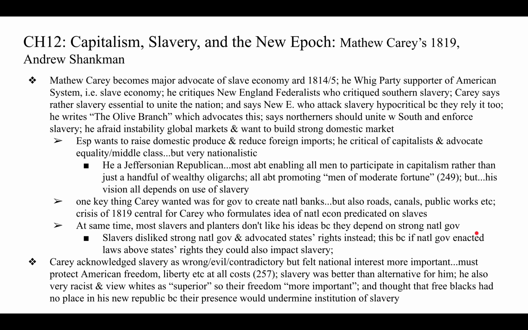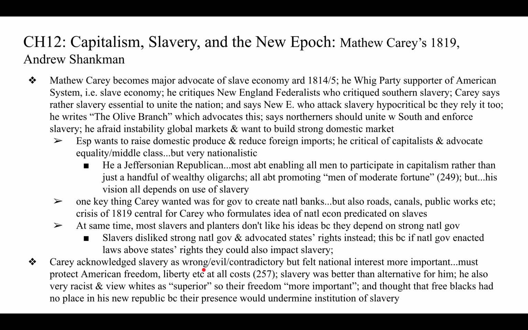however, many slave owners and planters didn't like Carey's ideas, even though he was calling for the centrality of slavery to the U.S. economy. Slave owners didn't like his ideas because they predicated the use of a strong national government. And slave owners didn't like this because they advocated states' rights instead. And the reason was very simple, because if the government could enact laws above states' rights, then they could also easily impact slavery or even eventually create a law that would outlaw slavery, right?